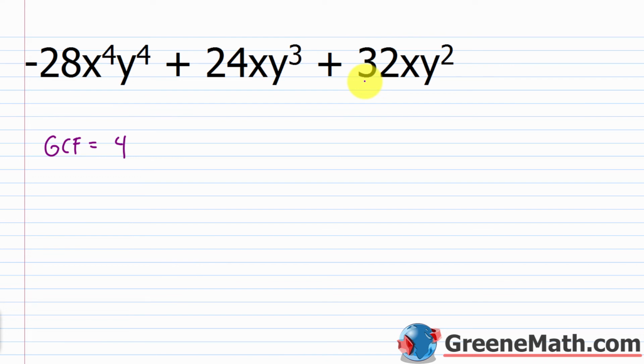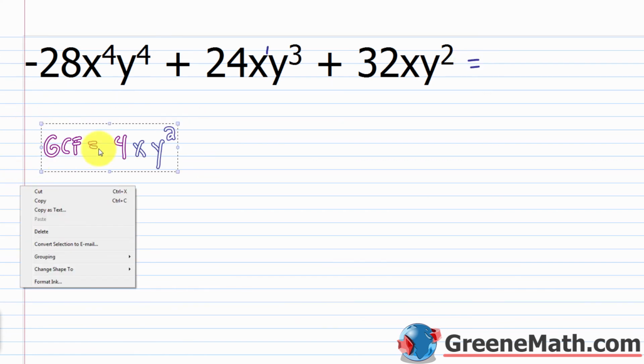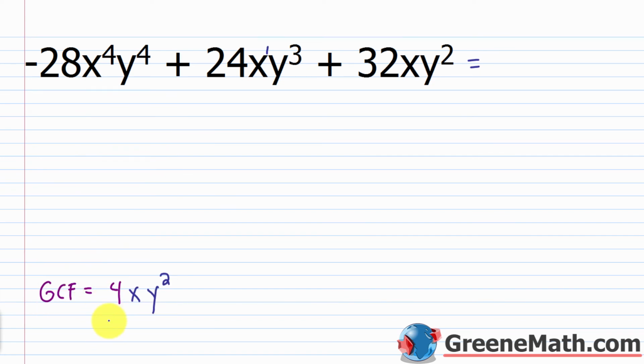All right, so now I think about my variable part. I have an x everywhere and I have a y everywhere. So for x, the smallest exponent would be a 1, so I'd put an x there. And then for y, the smallest exponent would be a 2, so I'd put y squared. So my GCF is 4xy squared. All right, so if I want to pull that out, let's scroll this down. Let's put equals, which we already did, and then 4xy squared outside of a set of parentheses.